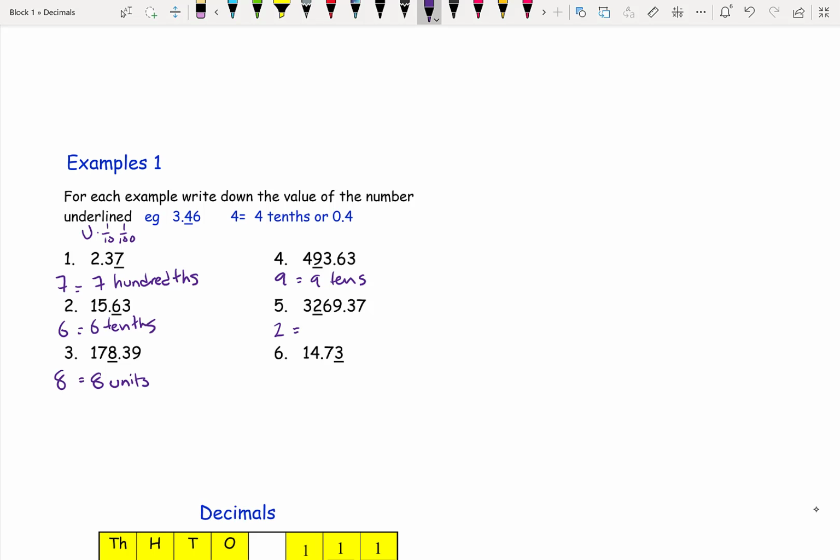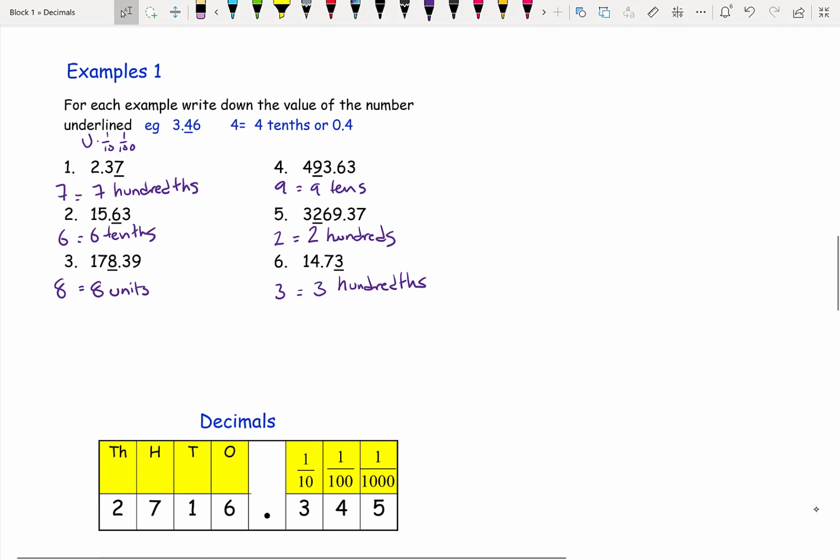Fifth example, we've got 2. Now it's in the hundreds column, so I've got 2 hundreds. And finally, my 3 gives me 3 hundredths. Remember the ths bit when it comes after our decimal point.